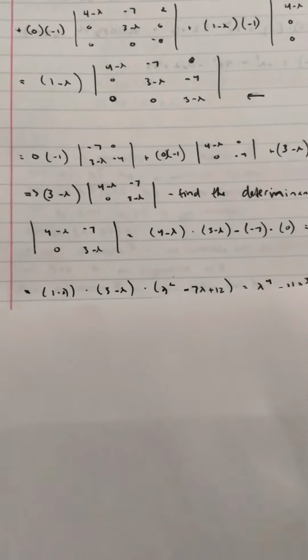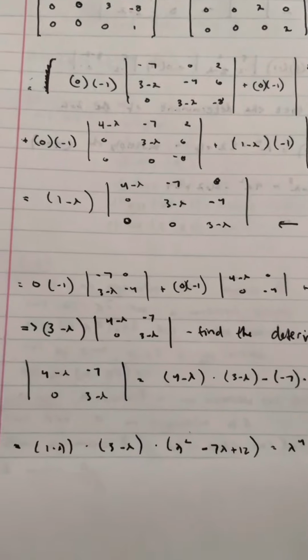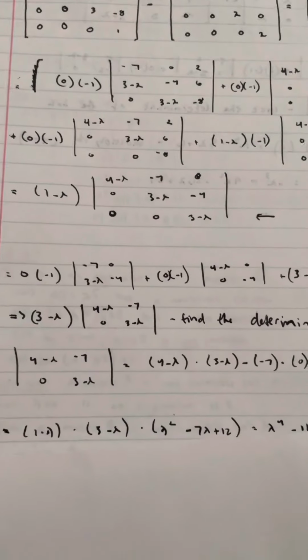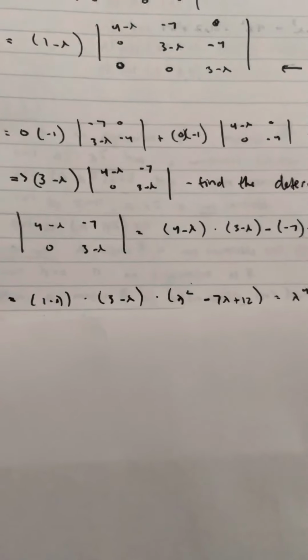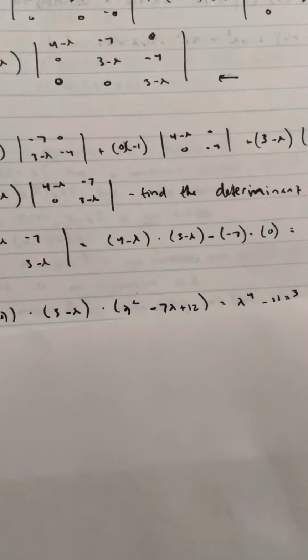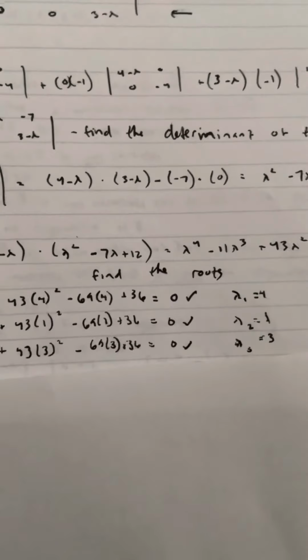From that point, we multiply it by 3 minus eigen, and we cannot forget about the 1 minus eigen that we were left with in front of the 3x3 matrix. So that leaves us with 1 minus eigen times 3 minus eigen times eigen squared minus 7 eigen plus 12, which after multiplying that together, leaves us with the characteristic polynomial of eigen to the power 4 minus 11 eigen cubed plus 43 eigen squared minus 69 eigen plus 36. Now from here we just need to find the roots and we'll be left with the eigenvalues.